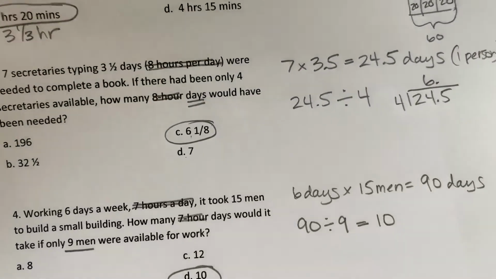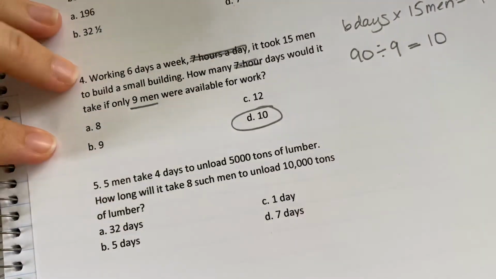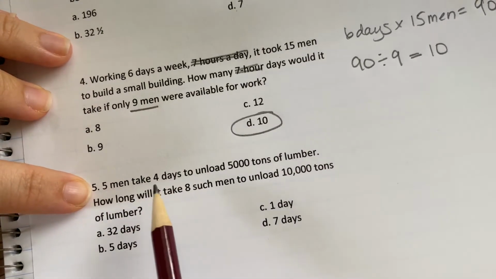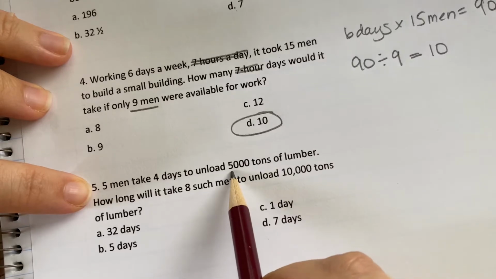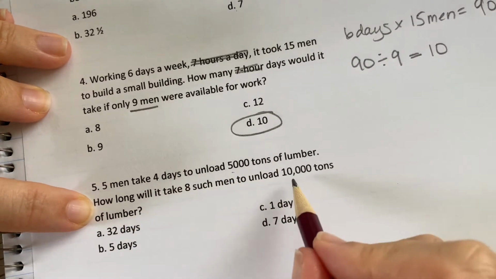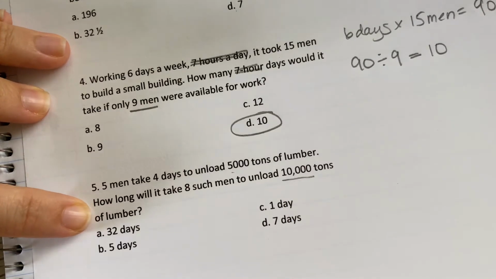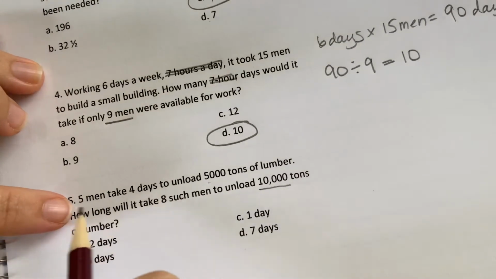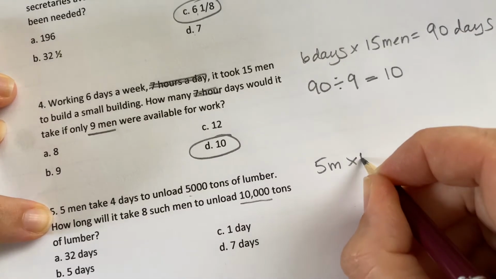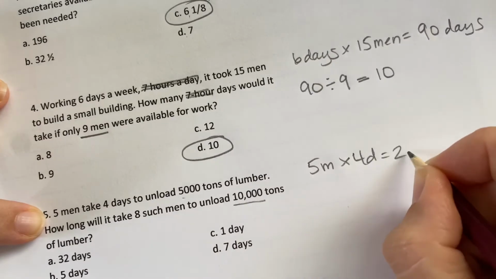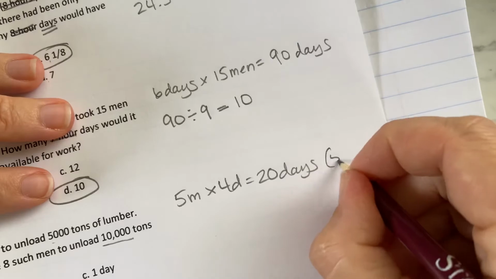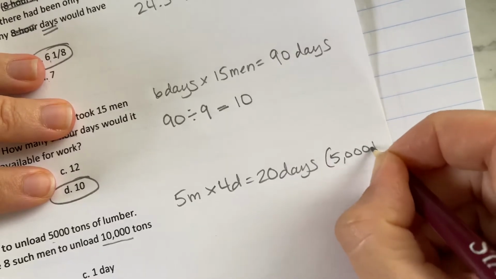All right, last one. Try setting up this one. All right, it says 5 men take 4 days to unload 5,000 tons of lumber. How long will it take 8 such men to unload 10,000 tons of lumber? All right, so starting out, we're going to do our 5 men times our 4 days. So this is a 20-day job for one person to move 5,000 tons of lumber.